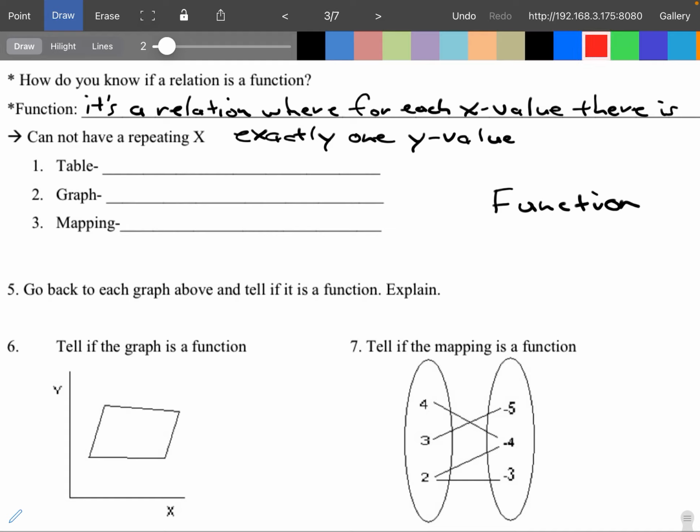And then, you don't have to write this part.